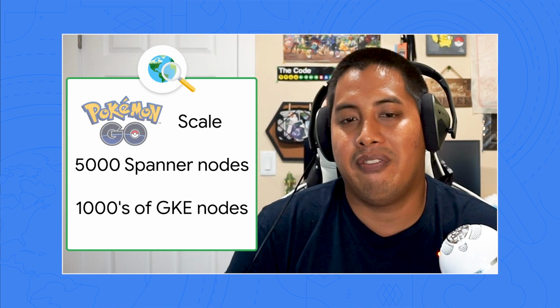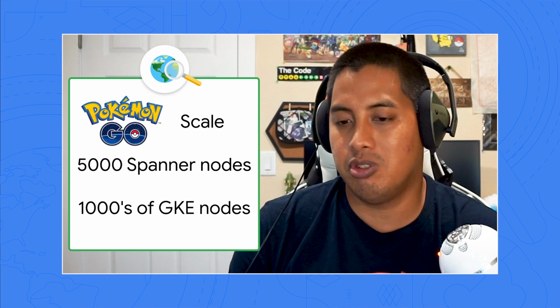In the past GoFest, we had Google engineers virtually sitting with us side by side and ready to tackle any issues that could come from the event. It was like having an extra support team working directly for us. To give an idea of scale, we have about 5,000 Spanner nodes handling the traffic and thousands of Kubernetes nodes running just for the Pokemon Go service.